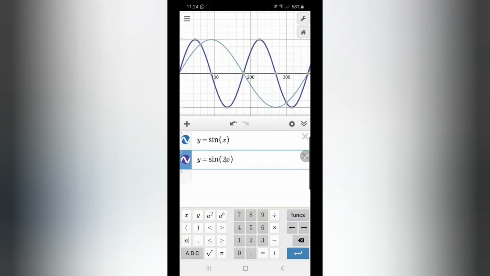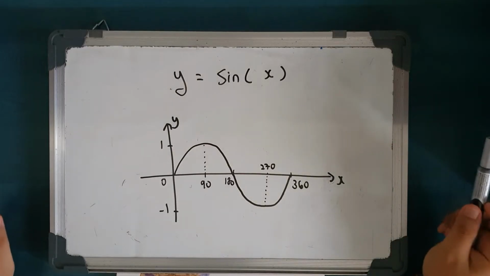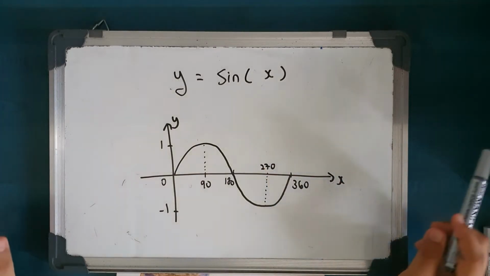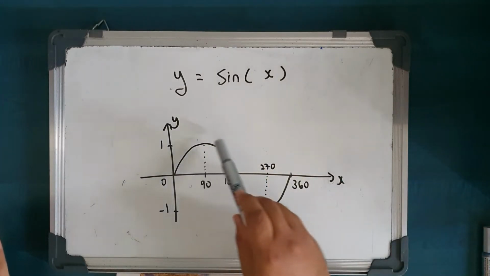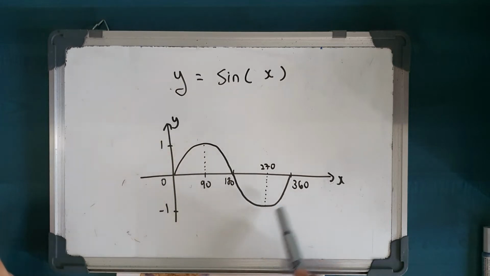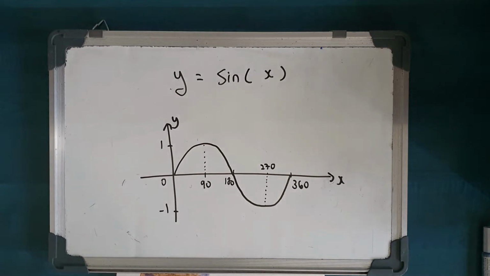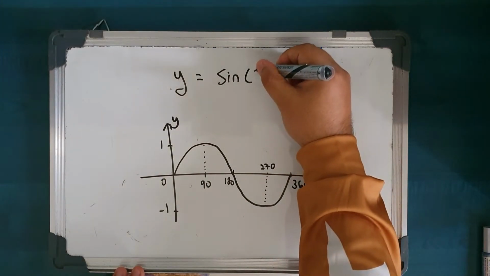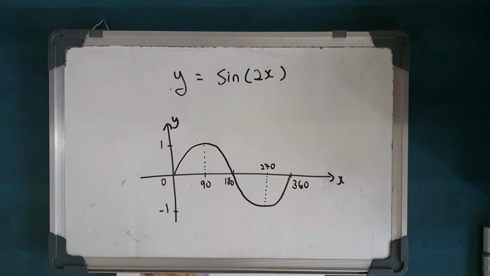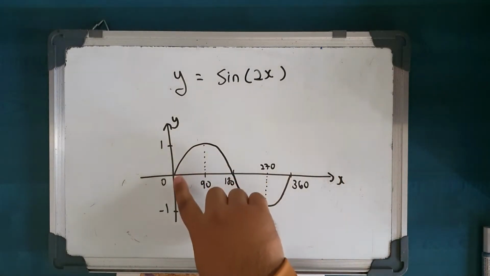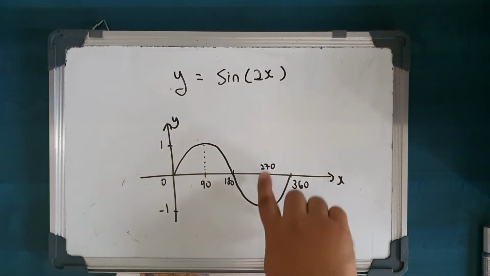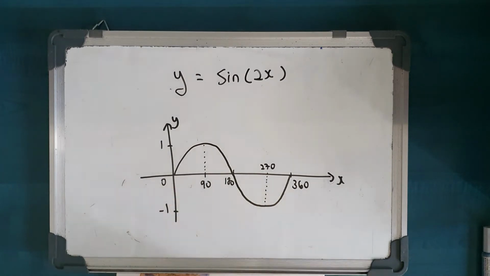Therefore, what is the effect of a number inside our trigo function? If this was just a normal sin x, there is only one complete curve or one complete cycle from 0 till 360. As we just saw previously, if this becomes 2x, what was the change? The change is there will be 2 complete sine curves from 0 to 360.